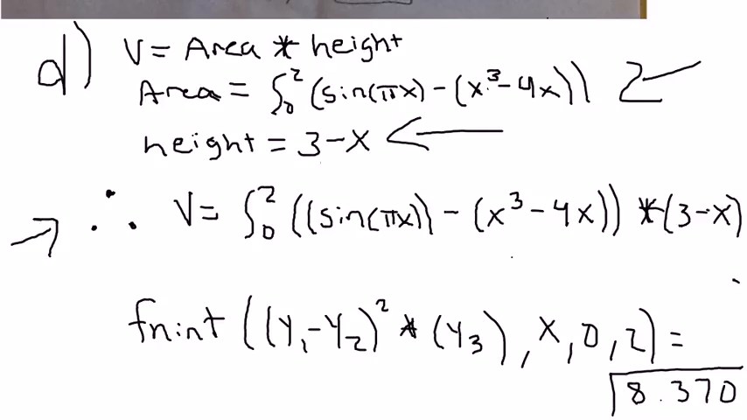Oh, sorry, I have no idea why I did the area squared. Cancel that. That was from the other problem. It is just y1 minus y2, because that's our area. I was thinking of the other problem we were doing, our square. Anyways, fnInt of y1 minus y2 times y3, which is 3 minus x, comma x, comma 0, comma 2, equals 8.370, which is your answer.